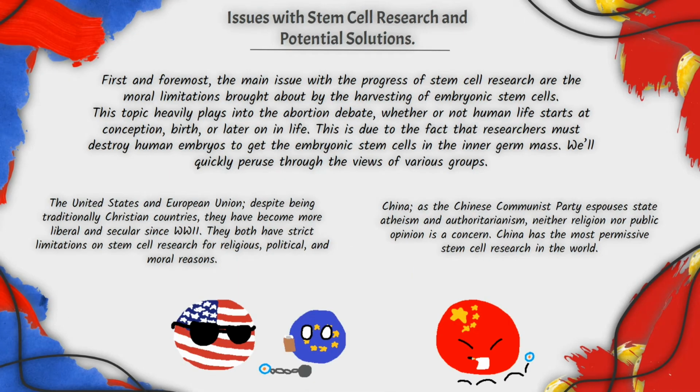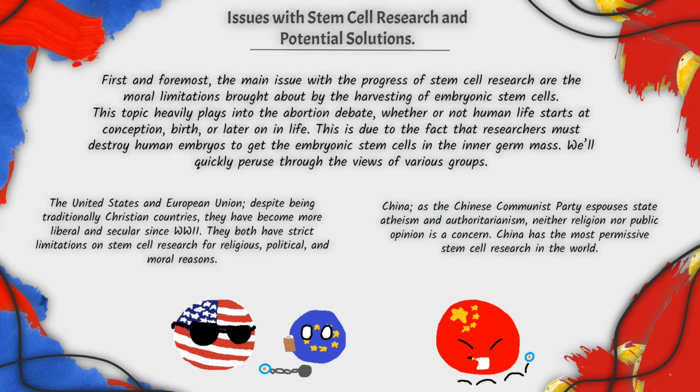First and foremost, the main issue with the progress of stem cell research is the moral limitations brought about by the harvesting of embryonic stem cells. This topic heavily plays into the abortion debate, whether human life starts at conception, birth, or later on in life. This is due to the fact that researchers must destroy human embryos to get the embryonic stem cells in the inner cell mass.